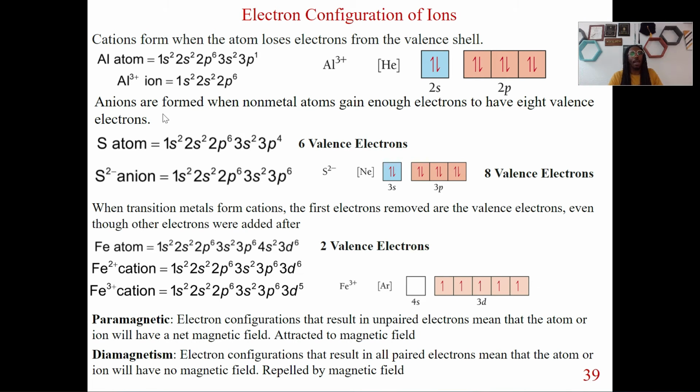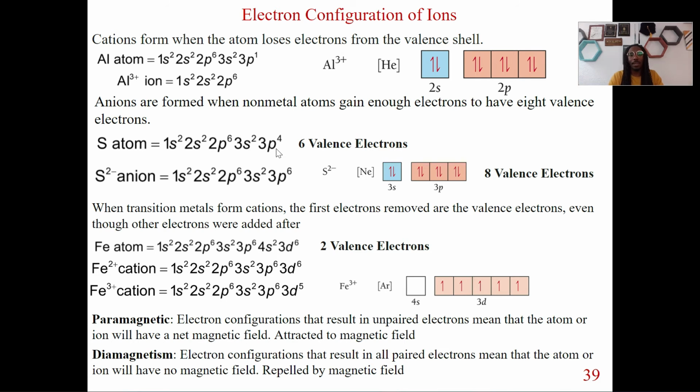Same thing for anions. In this case, we understand that anions are formed when nonmetal atoms gain electrons. Now let's take that a step further. Anions are formed when nonmetal atoms gain enough electrons to have 8 valence electrons, because once again, we're all trying to be like who? Noble gases. We're trying to get this noble gas electron configuration. So when we think about sulfur, sulfur has 6 valence electrons. The sulfur atom electron configuration is 1s2, 2s2, 2p6, 3s2, 3p4.